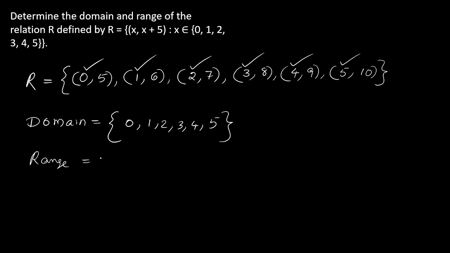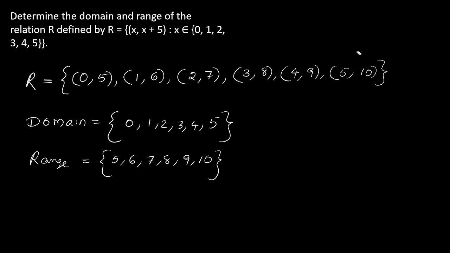Range is the second elements of the ordered pair: 5, 6, 7, 8, 9, 10. It's a very simple question. So I have written both domain and range. Please write it down. If you don't understand, please ask.